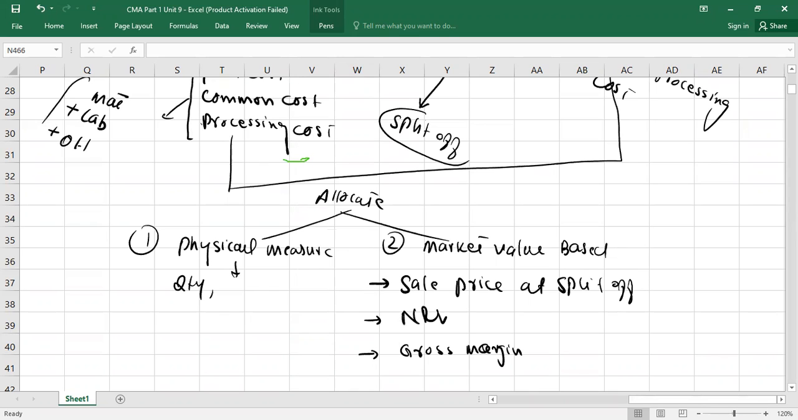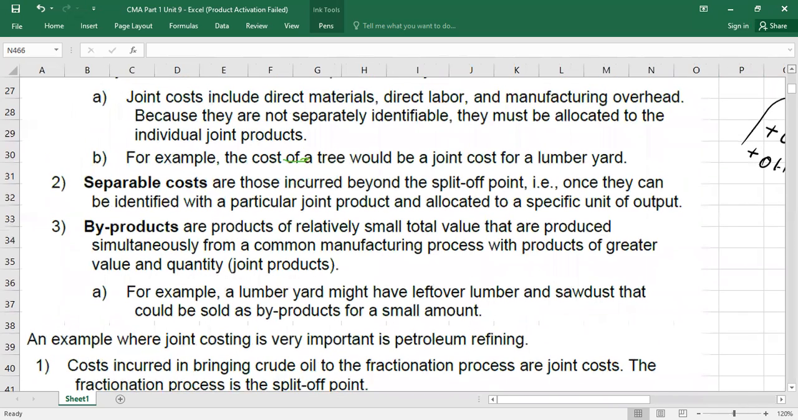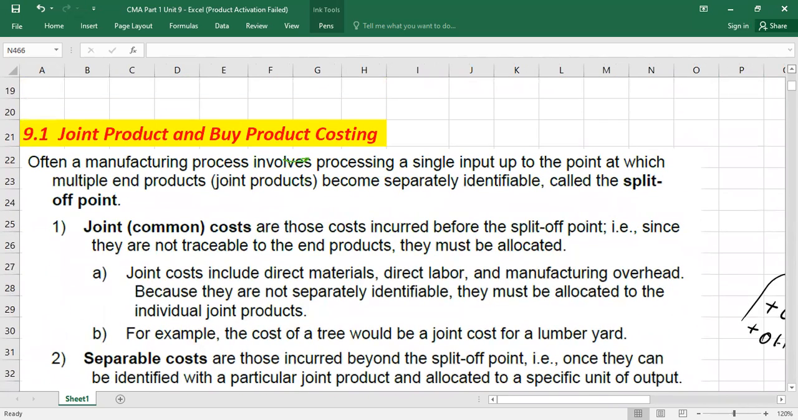And then we will do a practice question on how the question will be tested. So coming back, what does your book or your note say? Here we have a different definition. I told you what joint cost or common cost is. These are those costs incurred before the split-off point, from the start till the split-off point, and they include direct material, direct labor, and manufacturing overhead.